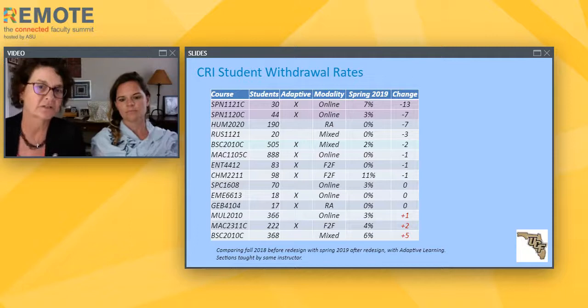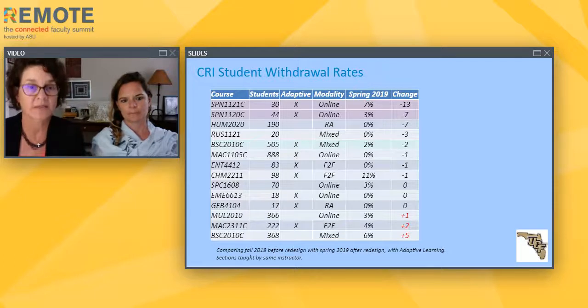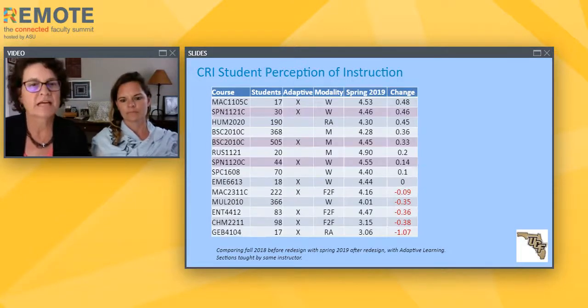And so the negative numbers are great. In Spanish 1121, Spanish 2, only 7% of students dropped or failed or withdrew. And in Spanish 1120, which is Spanish 1, only 3%. And our numbers went down there as well. And then the last set of data we have is student perception of instruction.